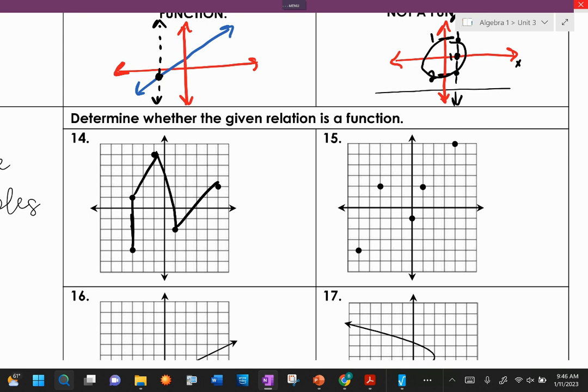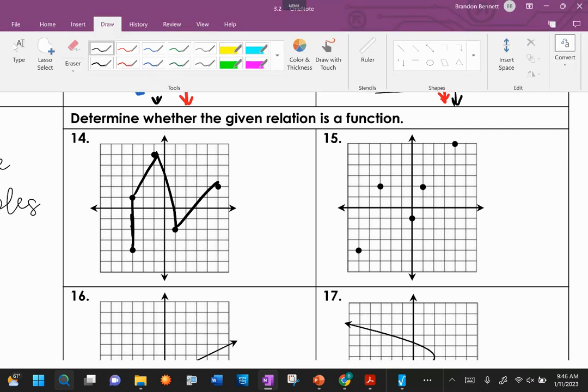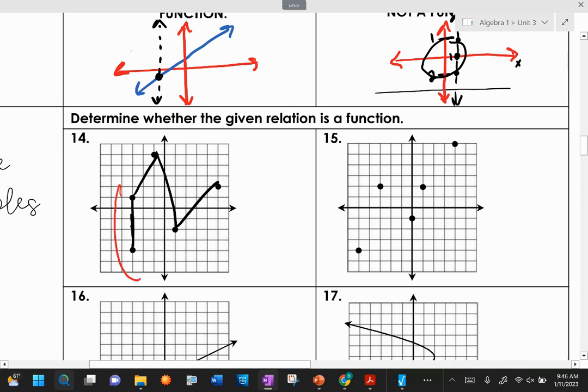Now this very first one is kind of tricky. Would it pass a vertical line test? No, why not? Yeah, that part right there. This section right here is a vertical line, right? So it's all going to be encompassed by a vertical line test right there. So this would not be a function.